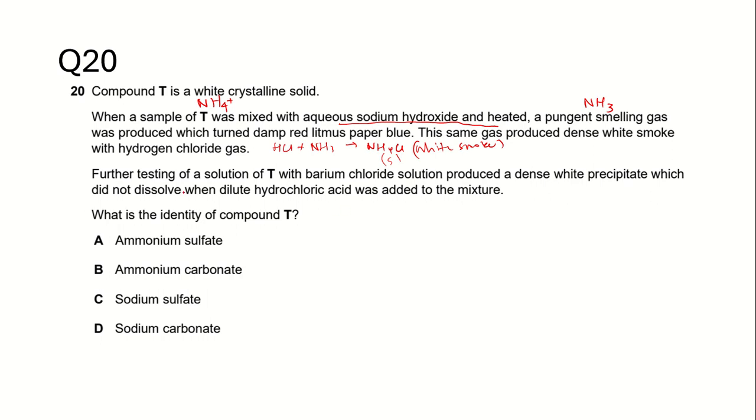Now, further testing of a solution of T with barium chloride solution. Barium chloride solution contains barium 2+ ions, and it produces a dense white precipitate. Barium ion forms a white precipitate. Okay, it is barium sulfate. So that means in compound T, we have sulfate ions also. So what's the identity of compound T? Okay, the identity of compound T is ammonium ion and sulfate ion. So ammonium sulfate.